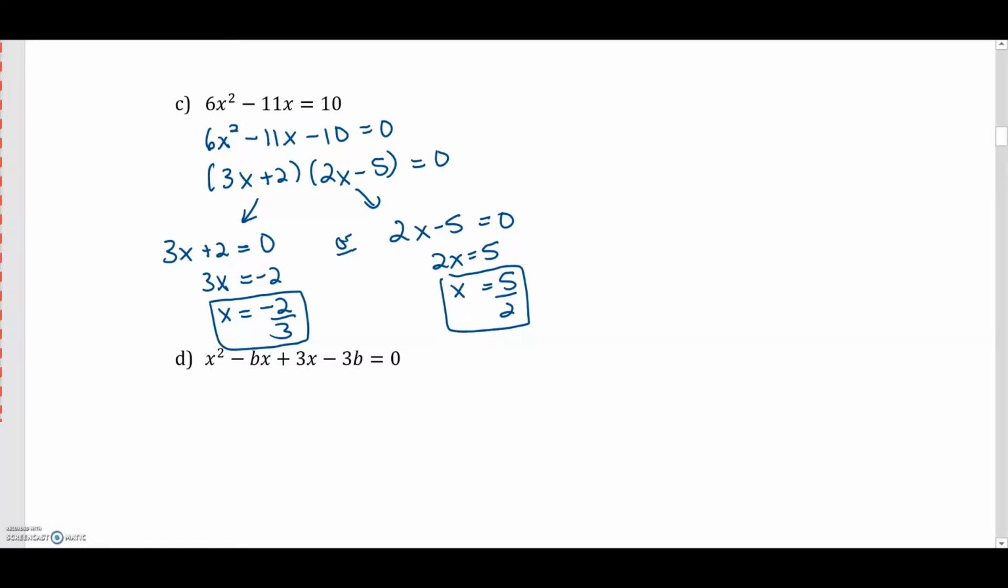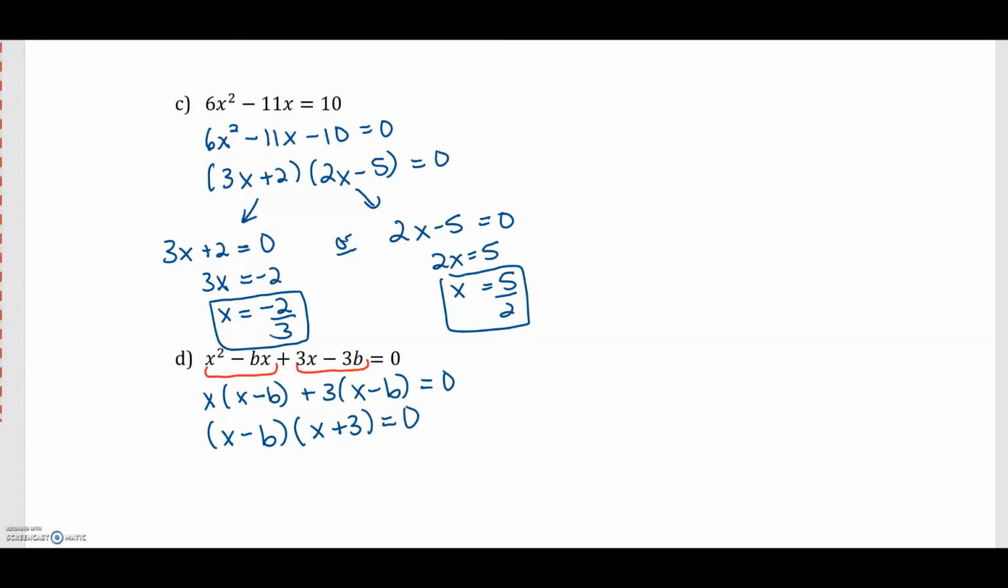Part D, we're able to solve this problem by factoring by grouping. As you can see, by grouping in pairs of two terms, we can common factor out of each grouping, and we have x multiplied by (x minus b) plus 3 multiplied by (x minus b). That's equal to 0. This continues to factor. If we factor out the common factor of x minus b, we're left with (x minus b)(x plus 3).